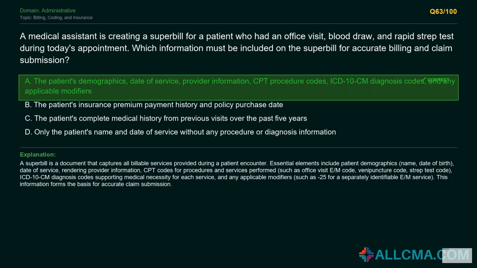The correct answer is A. A superbill is a document that captures all billable services provided during a patient encounter. Essential elements include patient demographics, name, date of birth, date of service, rendering provider information, CPT codes for procedures and services performed, such as office visit E/M code, venipuncture code, strep test code, ICD-10-CM diagnosis codes supporting medical necessity for each service, and any applicable modifiers, such as -25 for a separately identifiable E/M service. This information forms the basis for accurate claim submission.